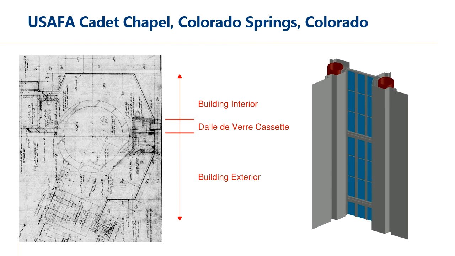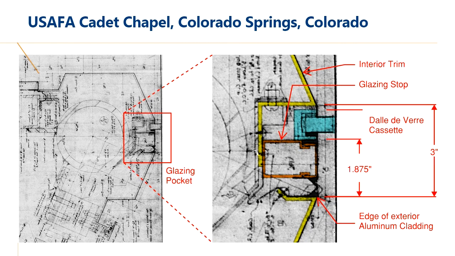Now we need a place to put the glass, a place that won't reduce the daylight opening, and a place that will respect as much of the original design intent as possible. For that, we turn to the original building design, where we can see that the cassettes were set into a glazing pocket and secured with an exterior glazing stop.